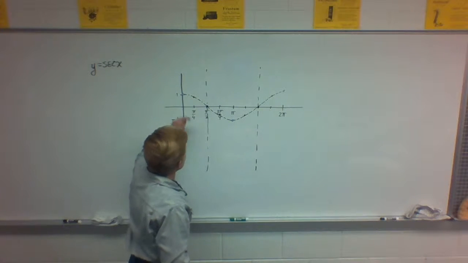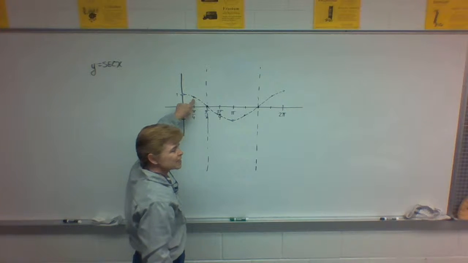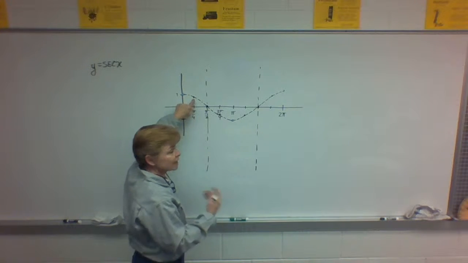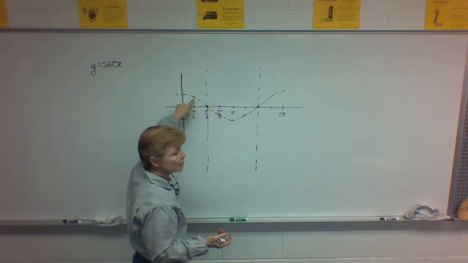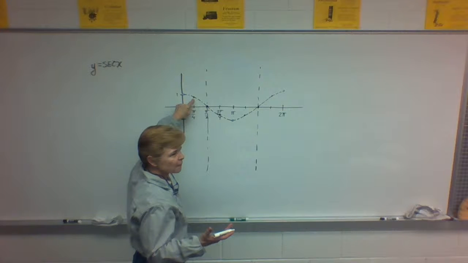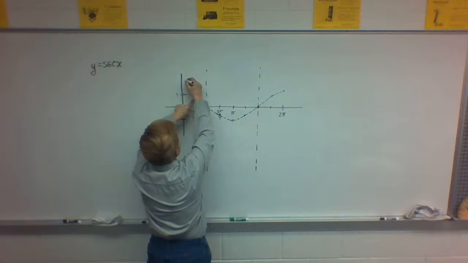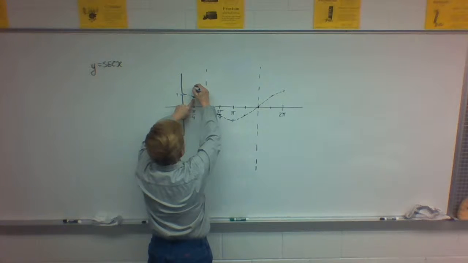Now, remember this was root 2 over 2? What's the reciprocal of root 2 over 2? Because that's what secant's going to be at this point. It's 2 over root 2, which is the square root of 2. Root 2 is about how much decimally? 1.41, about. So this was 1, 2 would be up here, and 1.41 would be about right here.